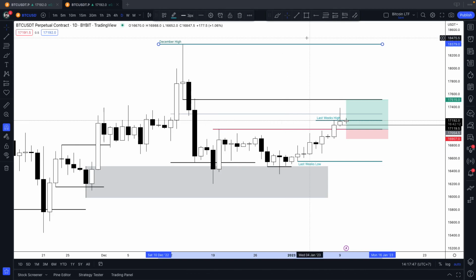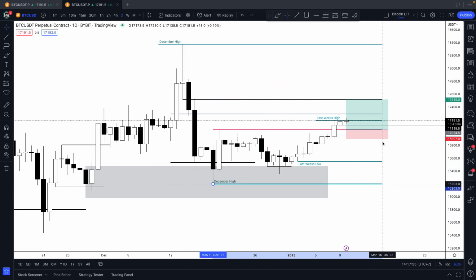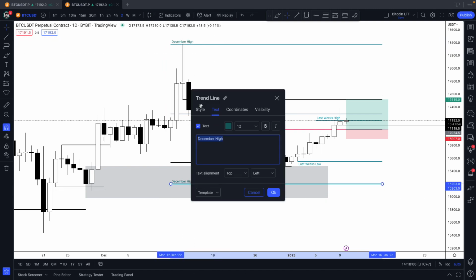So December high, copy that, and we bring that down to here, which is December low. It's a nice clean chart, isn't it? Look at all them lines. Ooh, we've messed one up, haven't we? Bang, there we go.